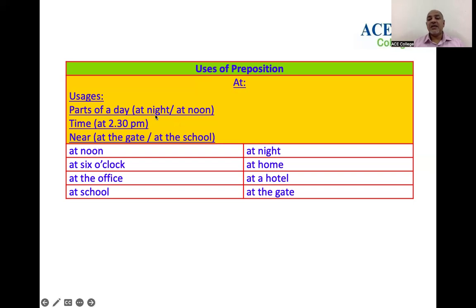For parts of the day, you are going to use only for night, automatically, at. So we have a meeting at night, not in night, at night. Okay, then at noon. You have to remember these two words, automatic at. And also, if you are going to point to something near, you have to use at the gate, at the school, meaning not inside the school, outside the school, right?